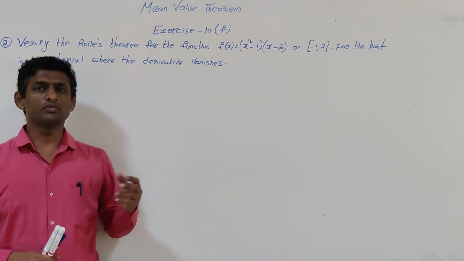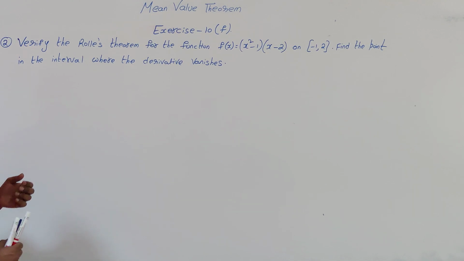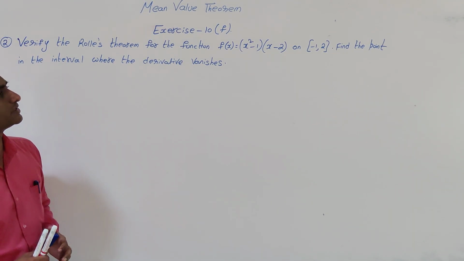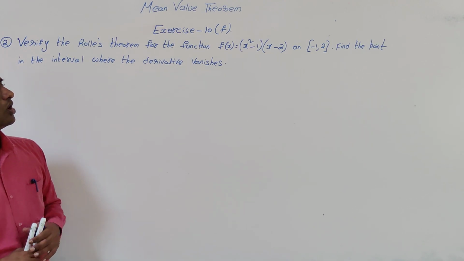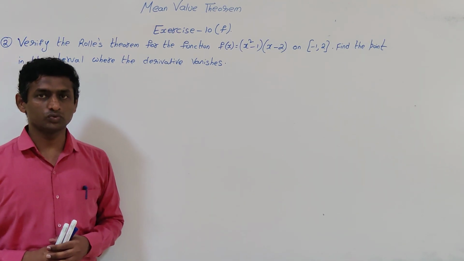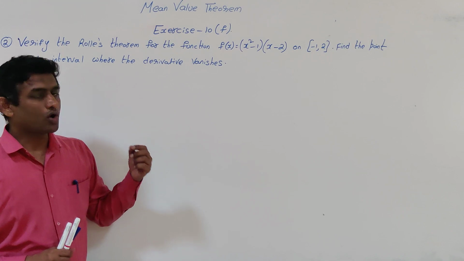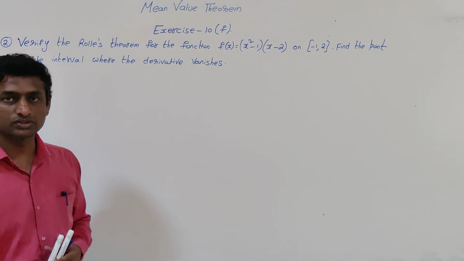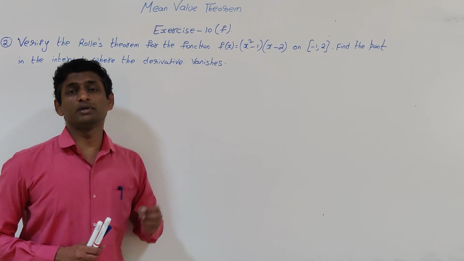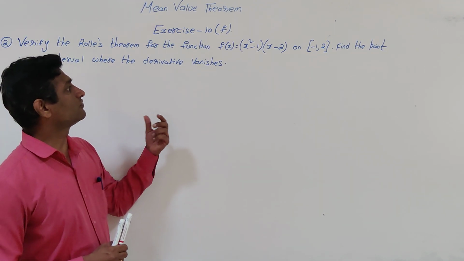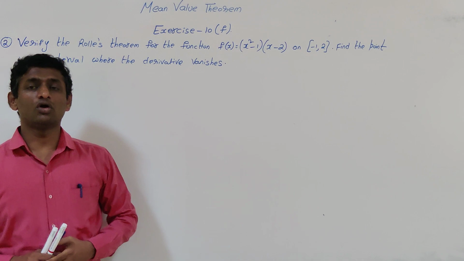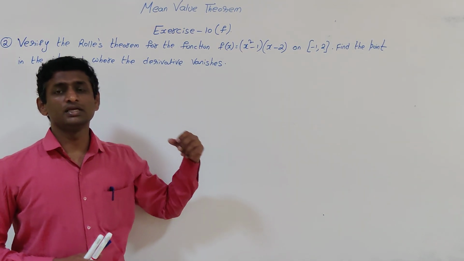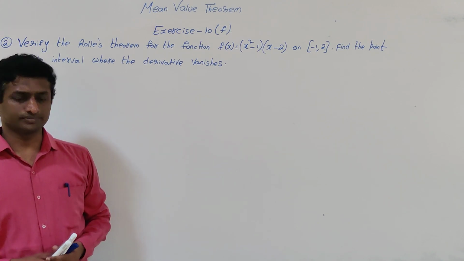So the second problem is verify the Rolle's theorem for the function f of x is equal to x square minus 1 into x minus 2 on closed interval minus 1 comma 2. Find the point in the interval where the derivative vanishes, means where the derivative becomes 0. So first of all, it is a polynomial function of degree 3. If we expand, you will get a polynomial function of degree 3.